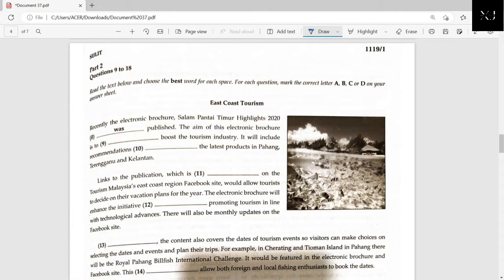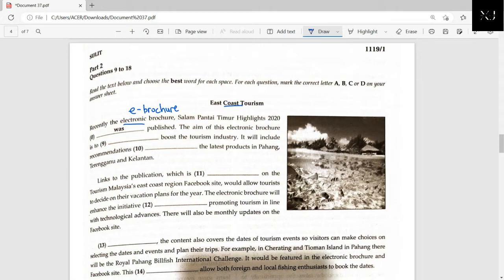East Coast tourism. So whenever you see the word coast, you must know one thing. Coast has something to do with the ocean, near the ocean, like the beach is nearby. Recently, the electronic brochure Salam Pantai Timur Highlights 2020 was published. This electronic brochure is the thing that you read online. Sometimes we say e-newspaper, so here is e-brochure. The E stands for electronic, so it's something that you read using your phone, your iPad or your laptop.